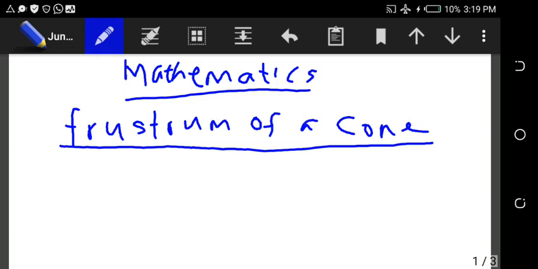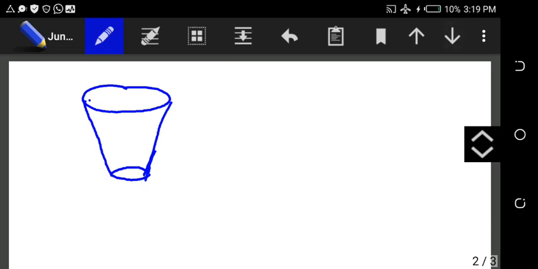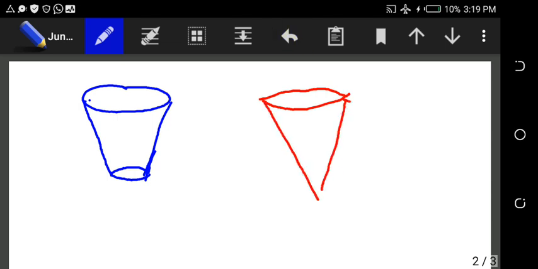Let's look at this diagram. What does it look like? Of course, you see that it looks like a bucket. So let me try to replicate that. Your cone is something like this. Normally this is how your cone should look.